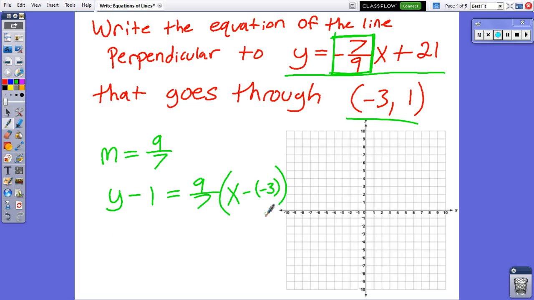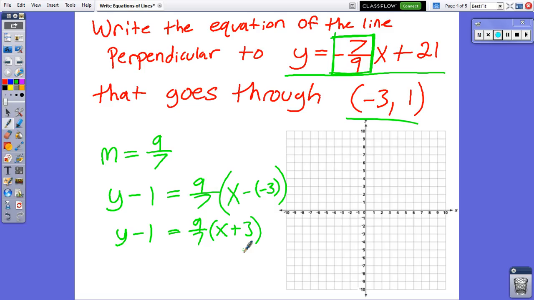You can simplify this a little bit. Since subtracting a negative is the same thing as adding, we can rewrite the parentheses as x plus 3. So that's the equation.